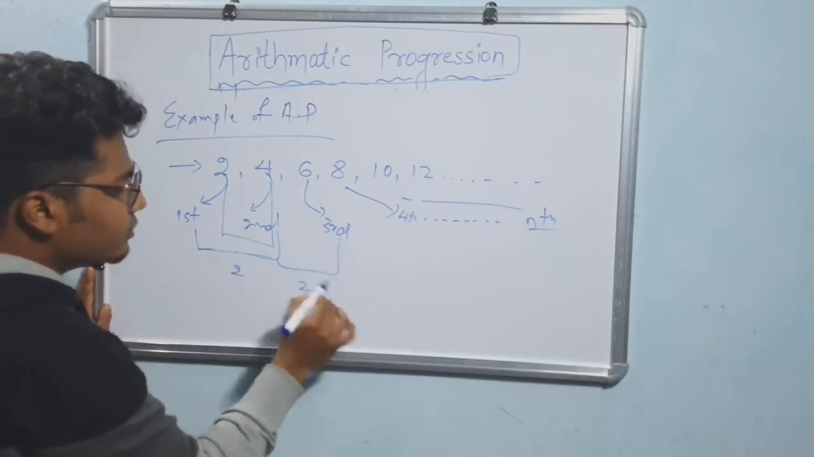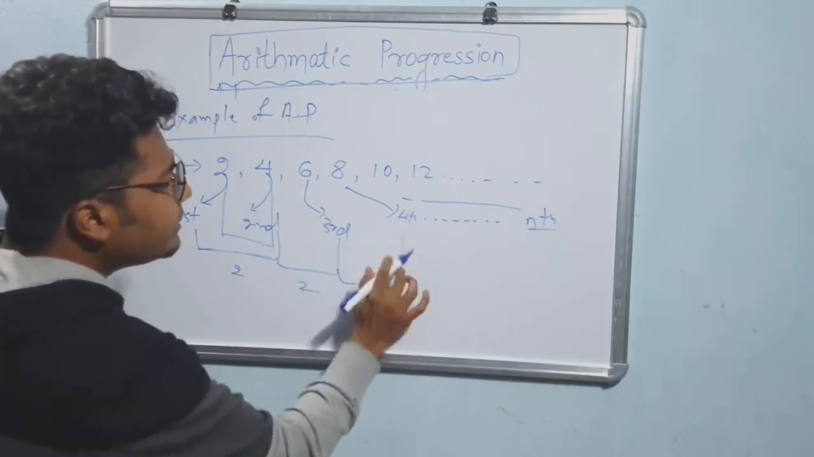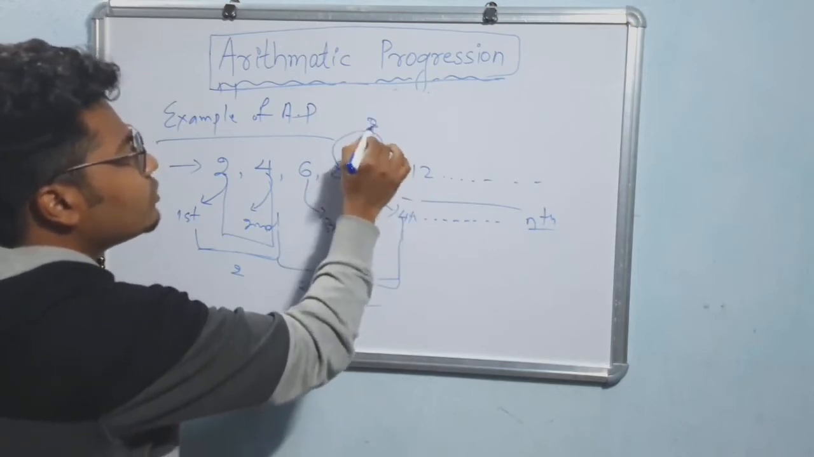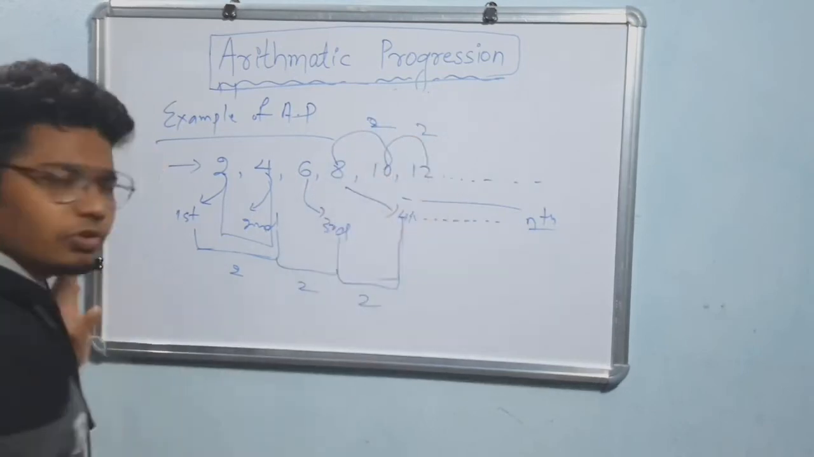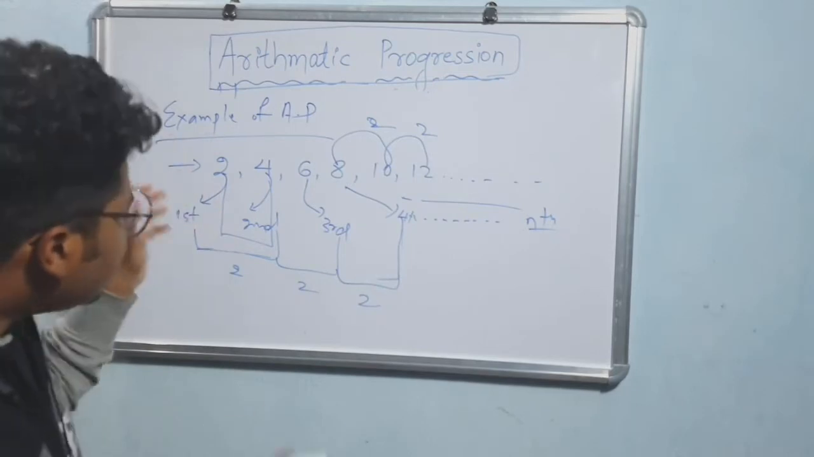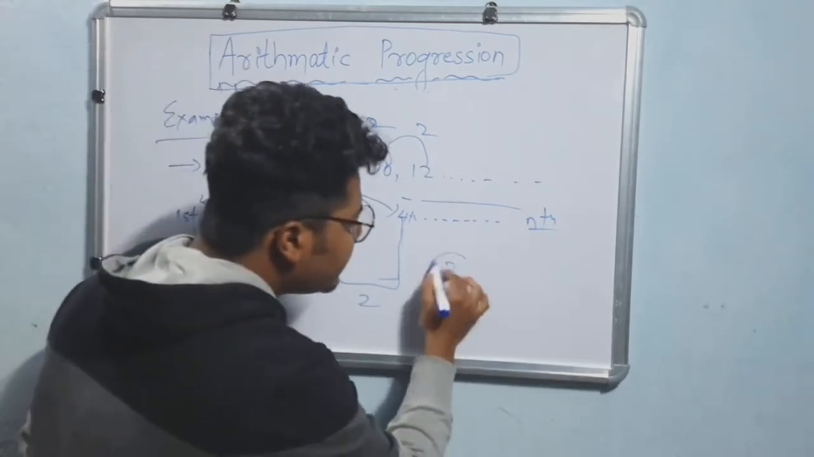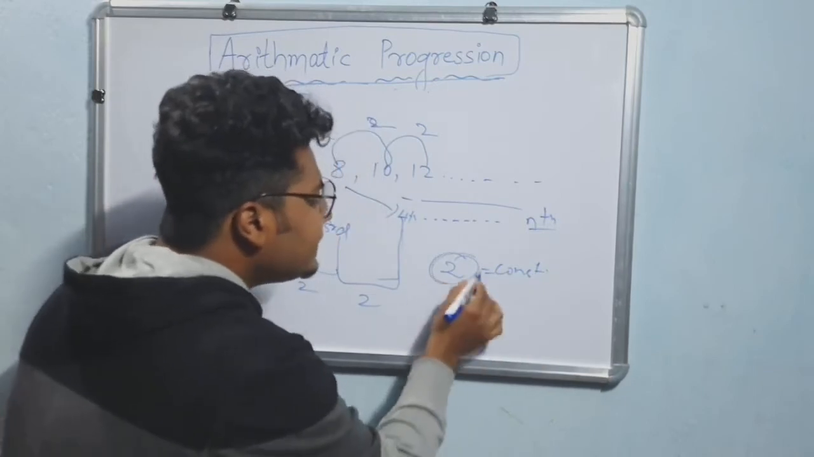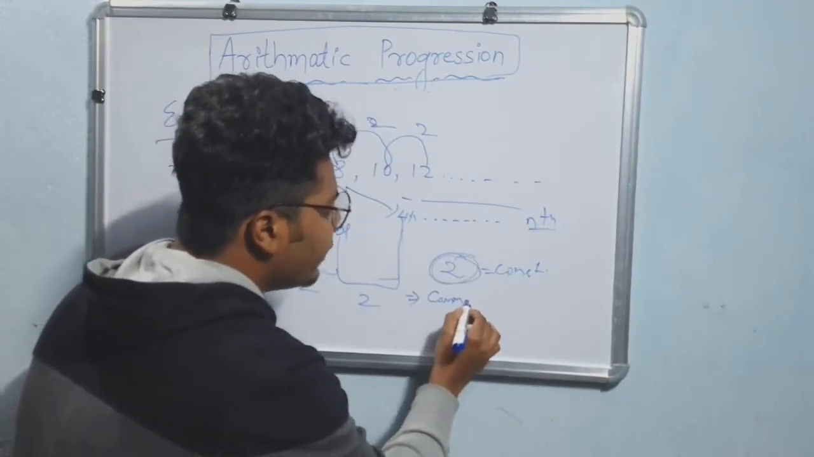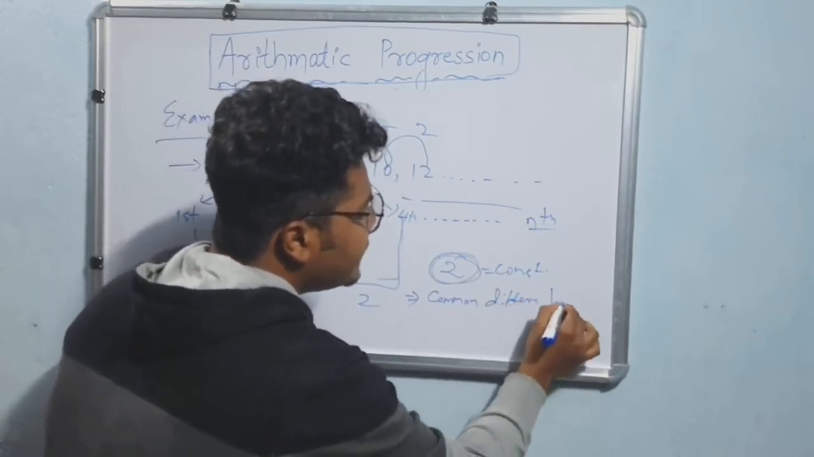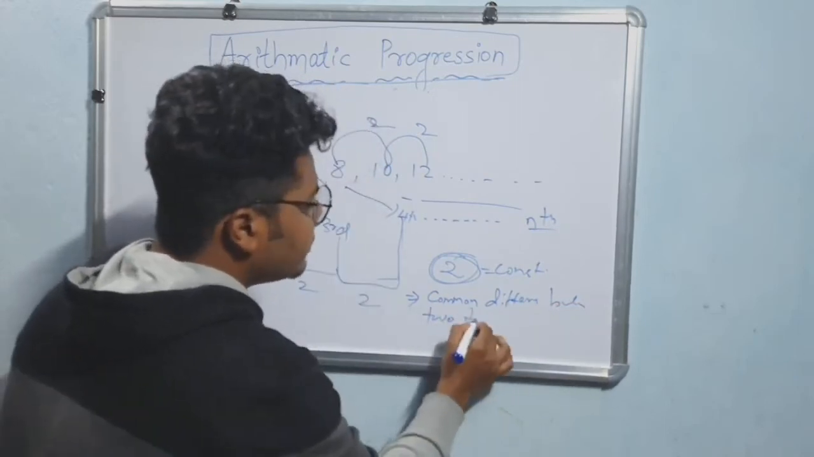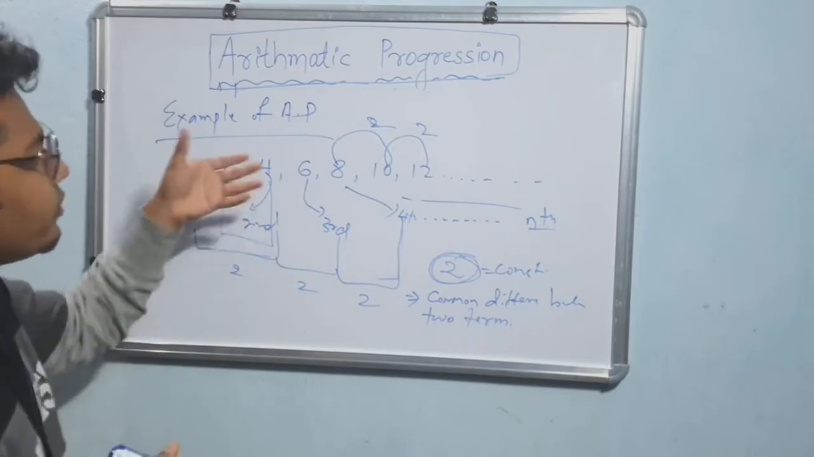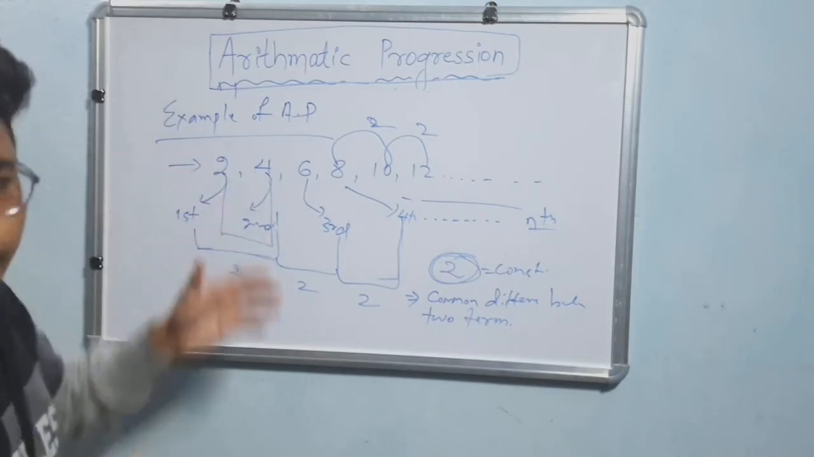The second and third term difference is also 2. Third and fourth is also 2. Fourth and fifth is also 2. Fifth and sixth is also 2. So the difference between each term is 2. This is a constant, or you can say a common difference between 2 terms. We need to write this in mathematical form.